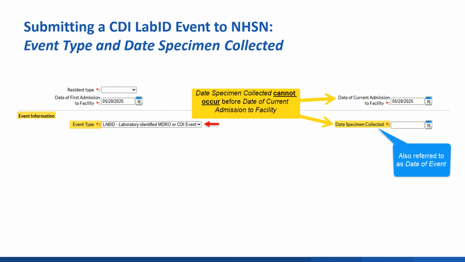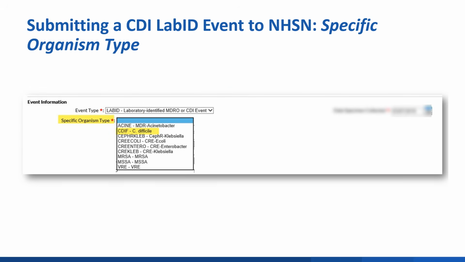Next, we will scroll down to the event information section. For event type, select LabID event. The date of event will be the date the specimen was collected. I want to point out that the event date or date specimen collected cannot occur before the current admission date. Next, select the specific organism type that you are submitting event data for. After selecting the specific organism type, the remainder of the page will populate the relevant questions.